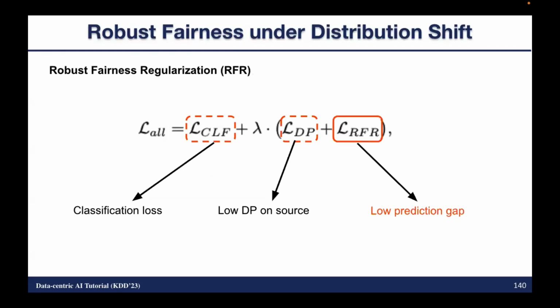So the loss function for this work consists of several parts. The first one is the classification loss, which is a traditional or conventional loss function in most classification tasks. The second one is the low DP on source, which is a regular fairness regularization that is added to the model training. And the third one is the low prediction gap, which aims to guarantee the model has close prediction performance for the same demographic group in both the source domain and the target domain.